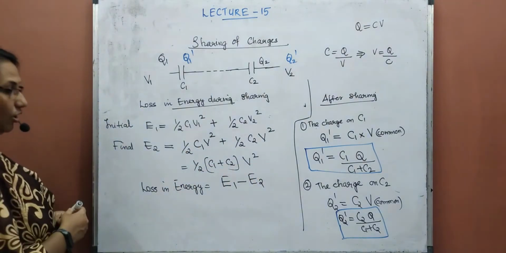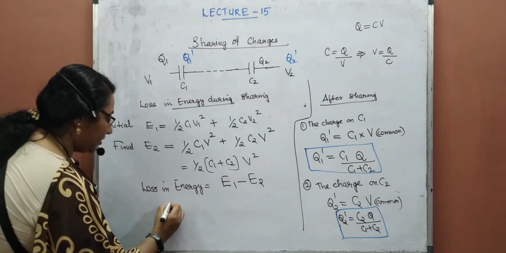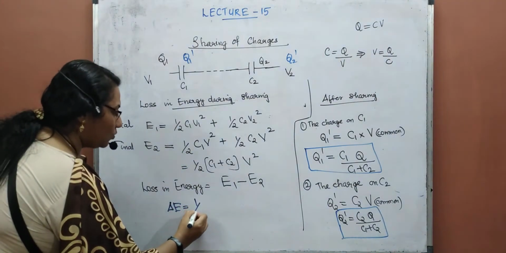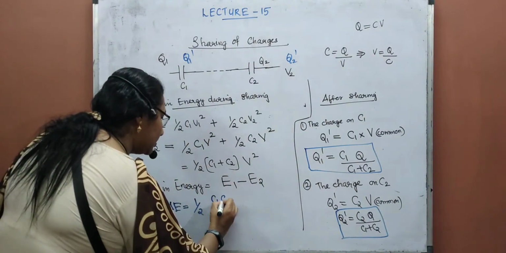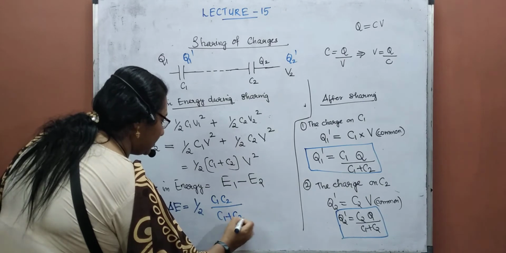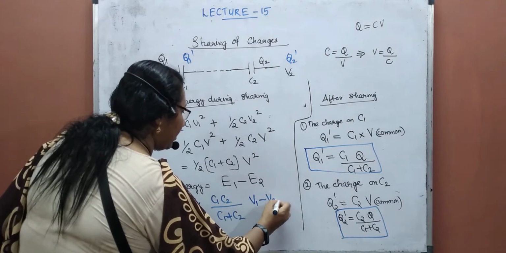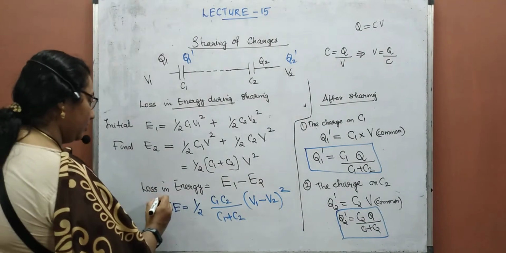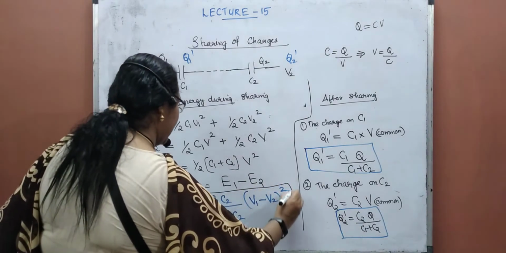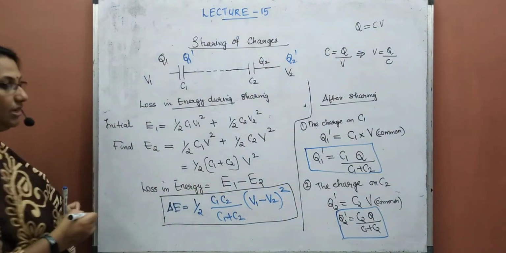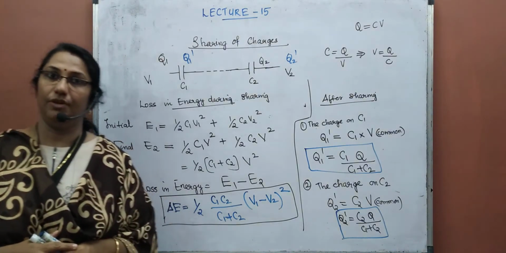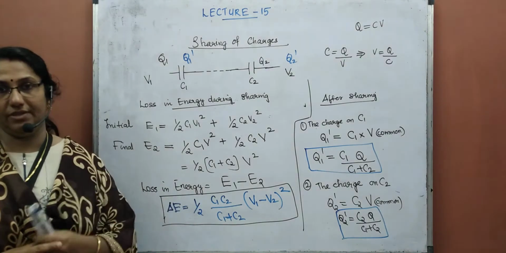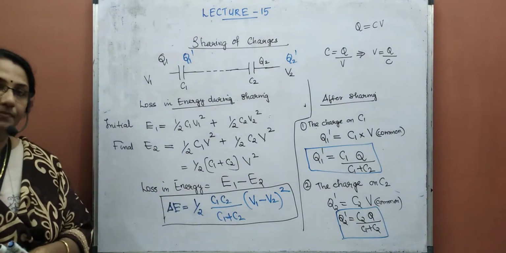On solving, we will get the loss in energy delta E is equal to, you just mathematically solve it, we just want the equation: half C1 C2 by C1 plus C2 into V1 minus V2 the whole square. So what is the loss in energy during sharing? During sharing, the loss in energy becomes equal to half C1 C2 by C1 plus C2 into V1 minus V2 the whole square. It is also in the form of half CV square, where this is the potential difference. Is it clear?